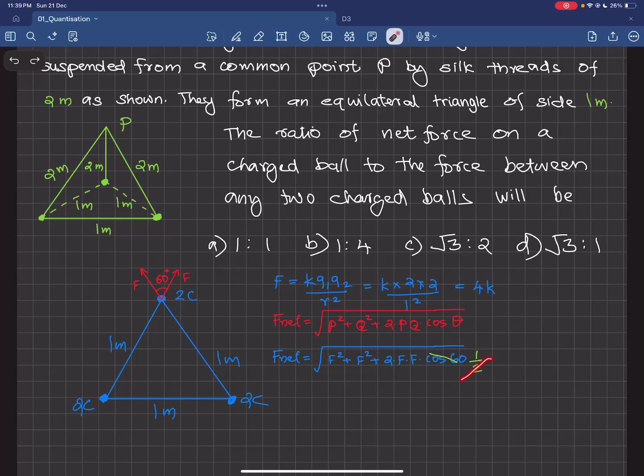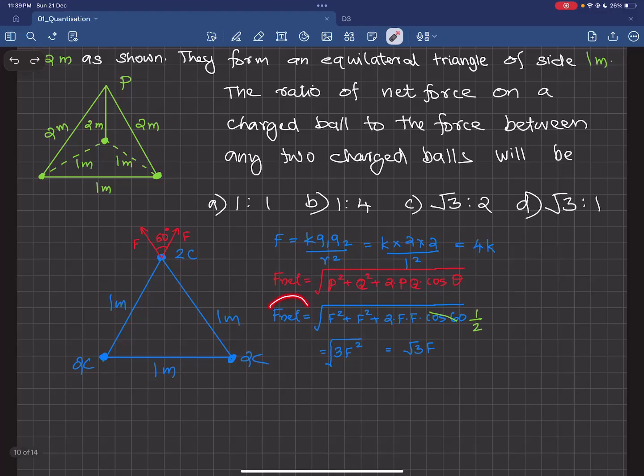This two cancels, remaining will be F square, another F square, another F square, so total 3F square, all inside the square root, which will give you root of 3 F. And what they want is F net divided by F, which is just root 3 over 1. So the final answer will be D.